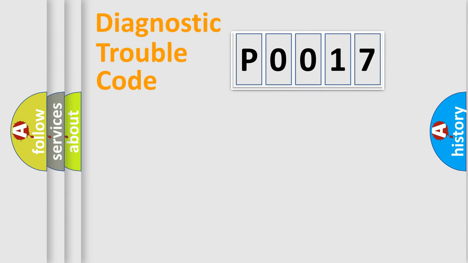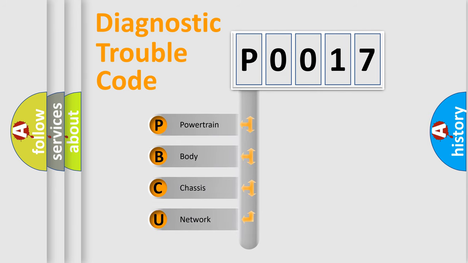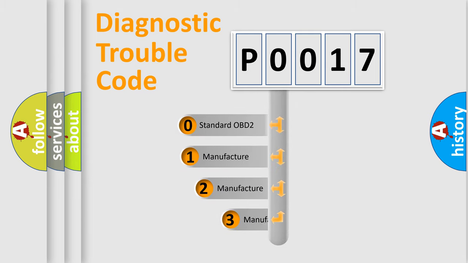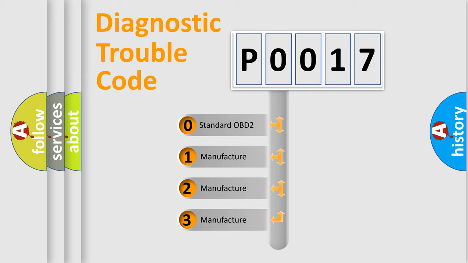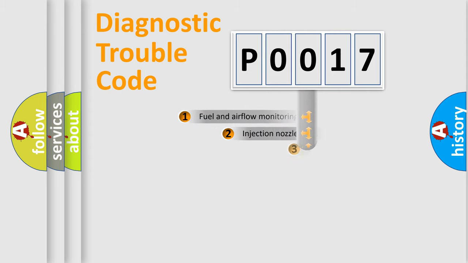Let's do this. First, let's look at the history of diagnostic fault code composition according to the OBD2 protocol, which is unified for all automakers since 2000. We divide the electric system of an automobile into four basic units: powertrain, body, chassis, network. This distribution is defined in the first character of the code. If the second character is zero, it is a standardized error. In the case of numbers 1, 2, 3, it is a more manufacturer-specific expression of the error.